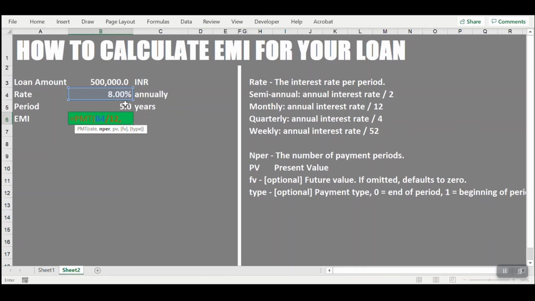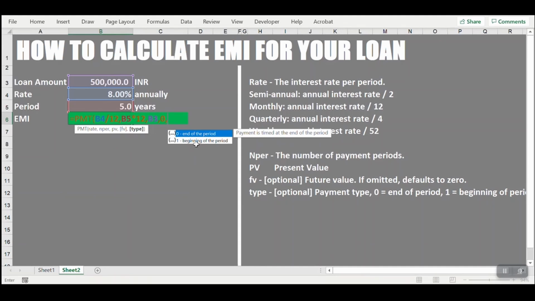So how do you do that? You convert the years into months by multiplying the years by 12. That gives you the months. And then the present value. Present value is nothing but the loan amount that you have in mind. And future value, if you know the future value, great. If you don't know, just leave it as 0, or even if you don't mention it, Excel will take it as 0.